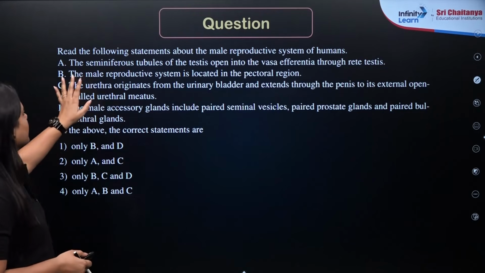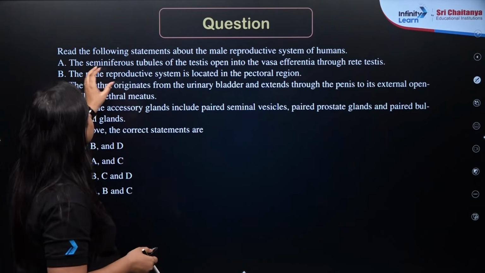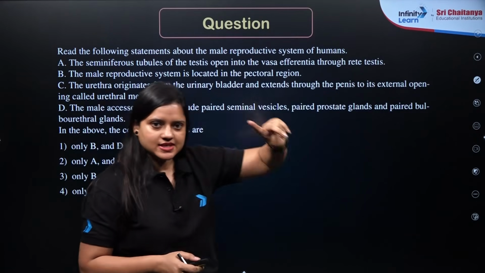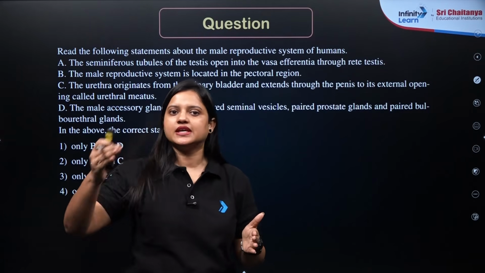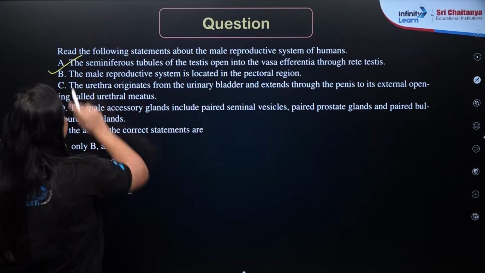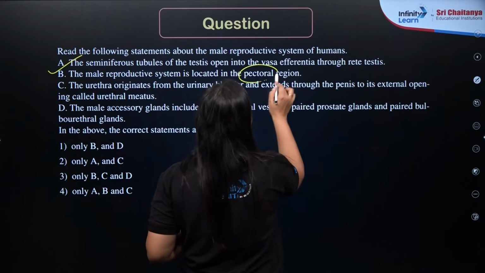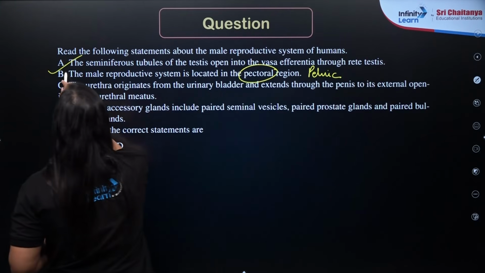Next. Read the following statements about the male reproductive system in humans. The seminiferous tubules of the testis open into vasa efferentia through rete testis. Yes. So seminiferous tubule, then rete testis, then vasa efferentia, then epididymis and then vas deferens. So definitely this is true. The male reproductive system is located in the pectoral region. No, it should be pelvic region. Pelvic. So this is wrong.